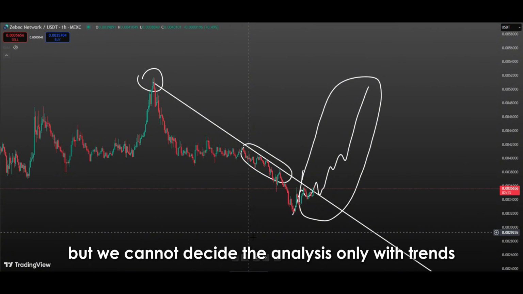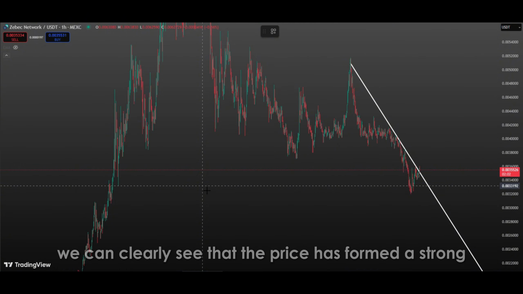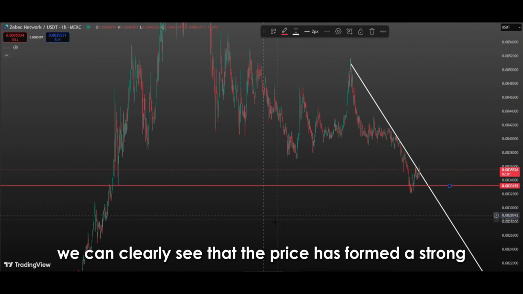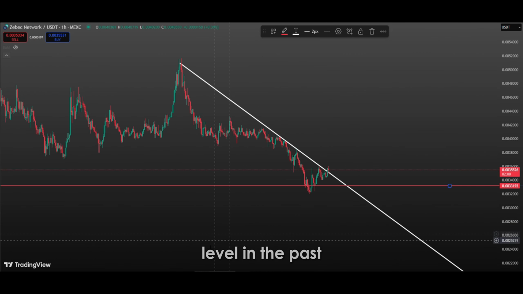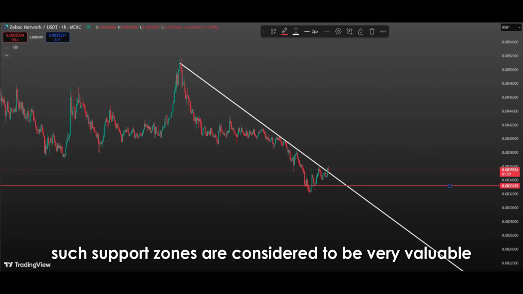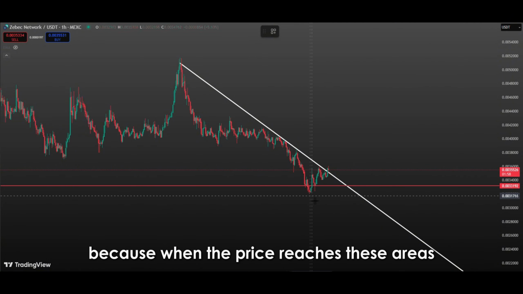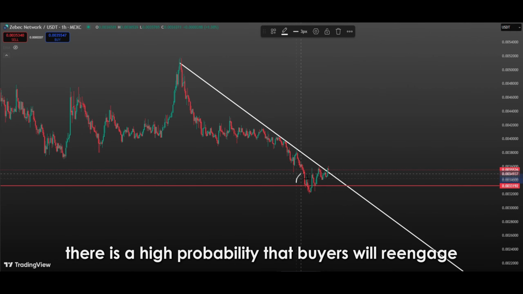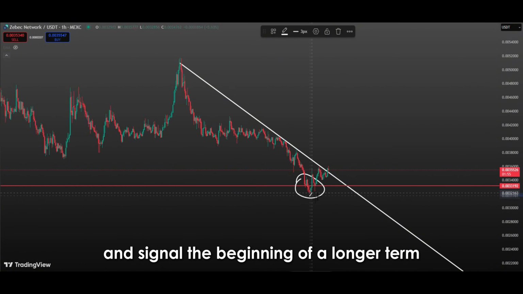But we cannot decide the analysis only with trends. Let's look at other metrics. Keep watching. When we examine the chart, we can clearly see that the price has formed a strong support at a certain level and has received a sharp upward reaction from this level in the past. Such support zones are considered to be very valuable and critical levels in technical analysis. Because when the price reaches these areas, there is a high probability that buyers will re-engage as in the past. This could result in both a short-term reaction rally and signal the beginning of a longer-term trend reversal.